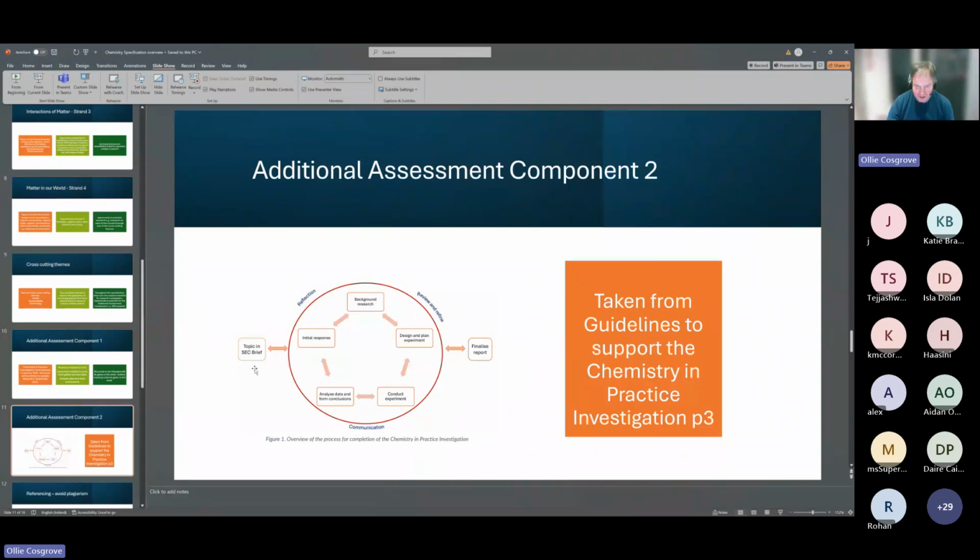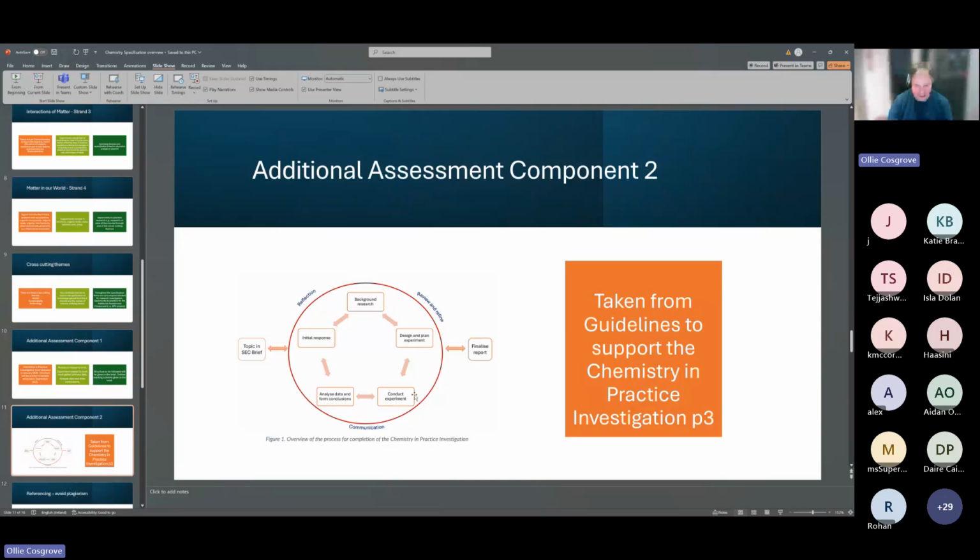So what they want us to do is read the topic, initial response, that's like brainstorming, do background research, design and plan the experiment. And you have to be realistic. You know, a school lab isn't going to have the same equipment that maybe a university lab would have. So you have to be realistic with your design and plan, but there's nothing to stop you mentioning that if money wasn't an issue, you would have done this. You would have used a mass spectrometer, or you would have used some other bit of equipment.